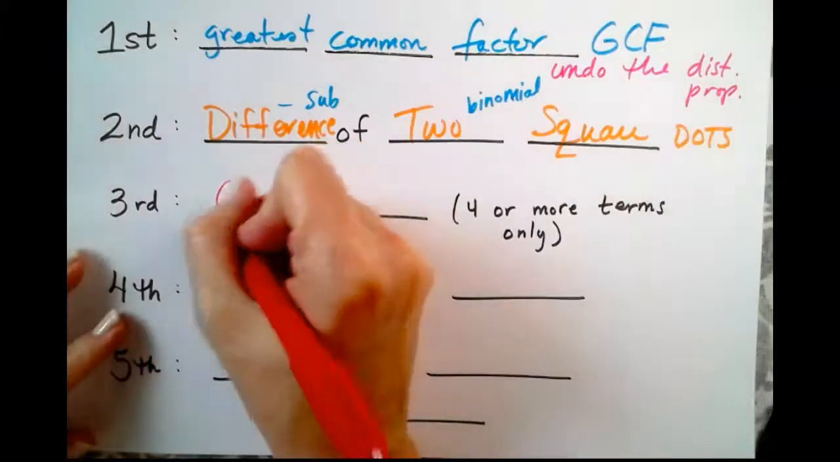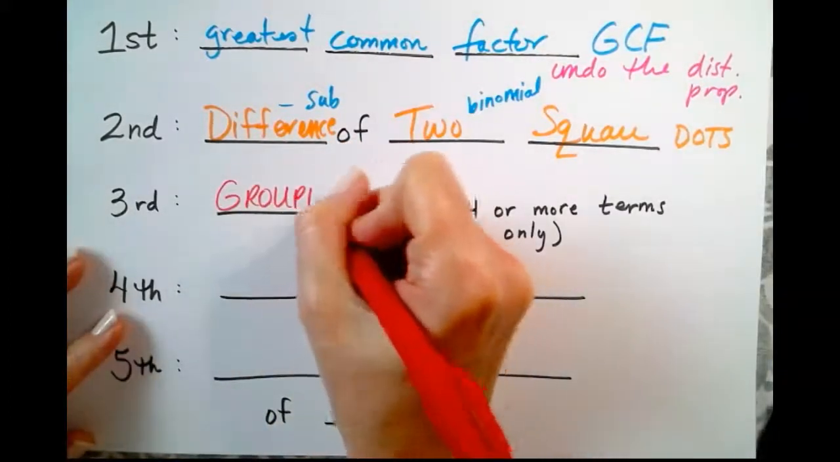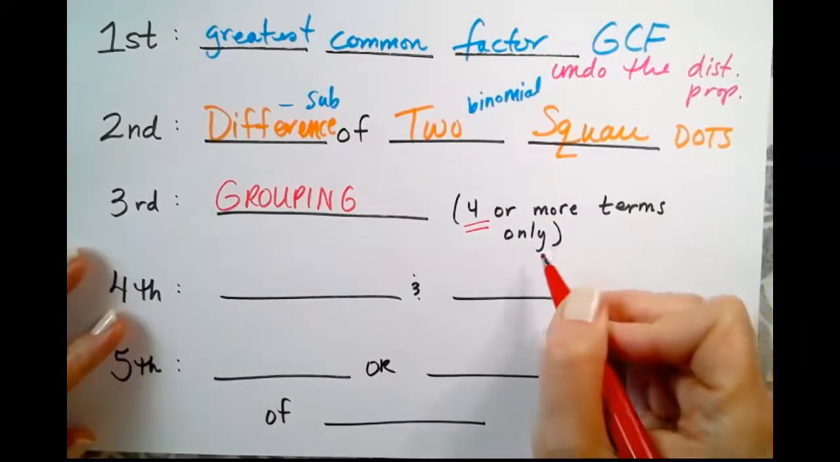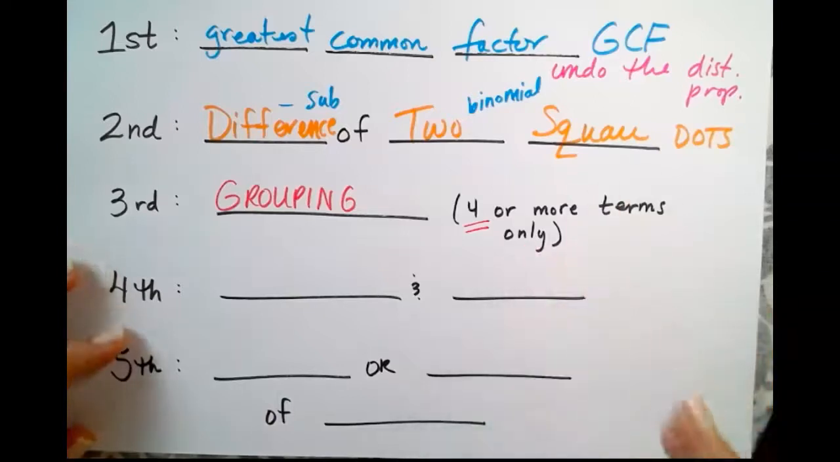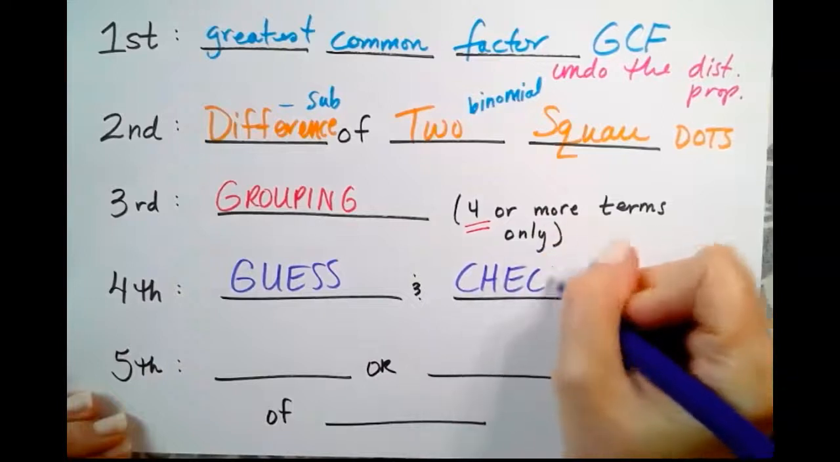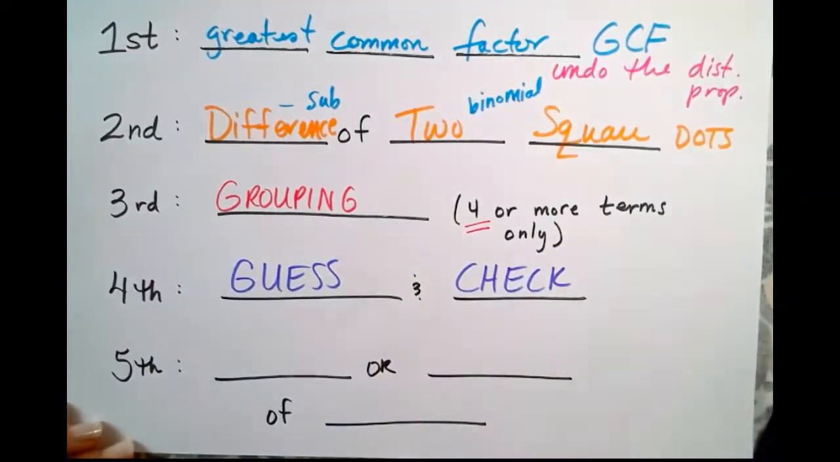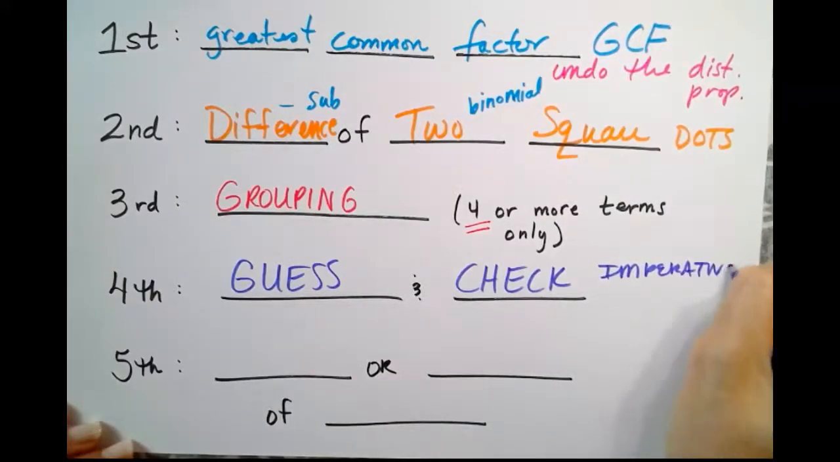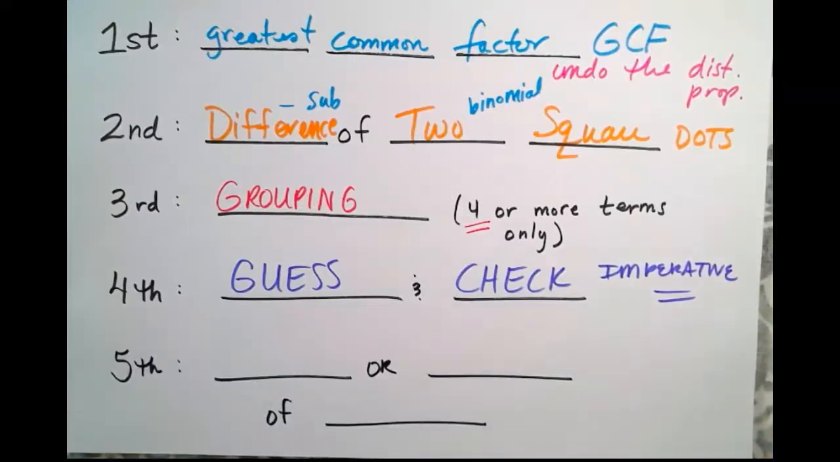Maybe we're going to have to factor by grouping. And the only time you factor by grouping is when you have 4 or more terms. Only when you have a polynomial with 4 or more terms. And then everyone's super favorite, the guess and check. And notice it doesn't say guess or check, it says guess and check. The check is imperative. It is critical. You have to do it. It's required.